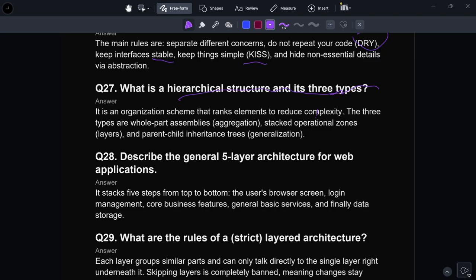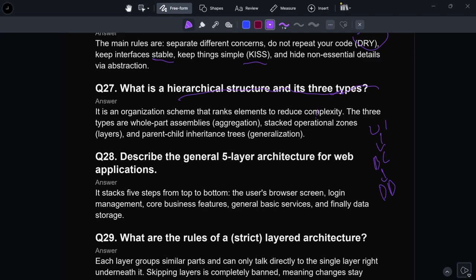Then we have stacked operational zones, layering. We know that elements are organized into horizontal stacks, tiers. Upper layers are consumers that can only call the services of the layers directly beneath them. So they can only call what's beneath. UI can only call business logic, which can only call the database layer, SQL layer. This way, we understand separation of concerns, different types of technical logic, so changes in one layer do not break the entire system.